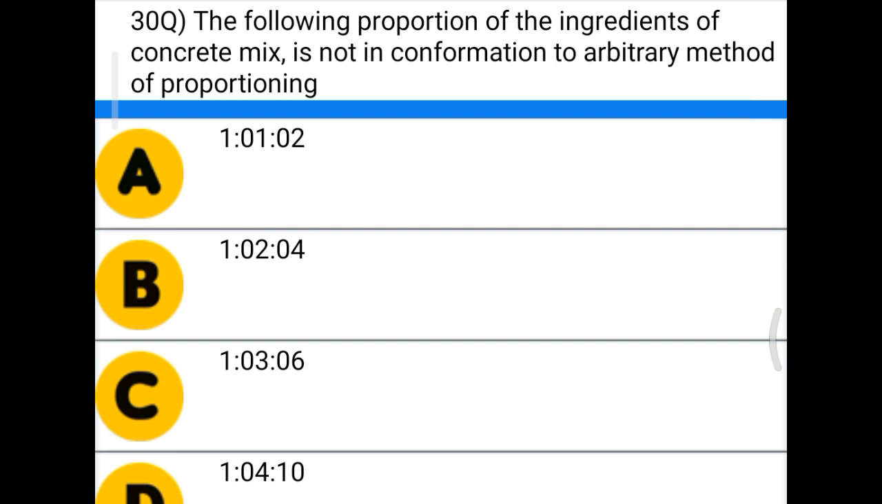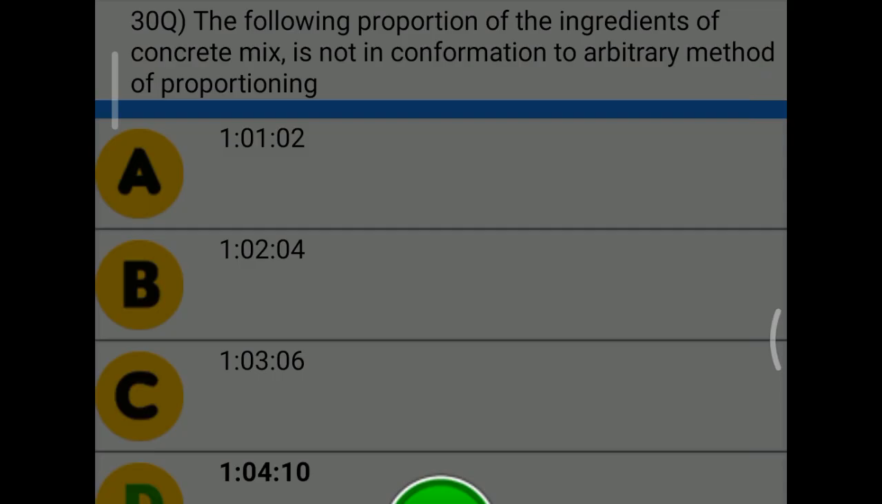Next question, the following proportion of the ingredients of the concrete mix is not in conformation to the arbitrary method of proportioning. Option A 1:1:2, option B 1:2:4, option C 1:3:6, option D 1:4:10. The correct answer is option D 1:4:10.